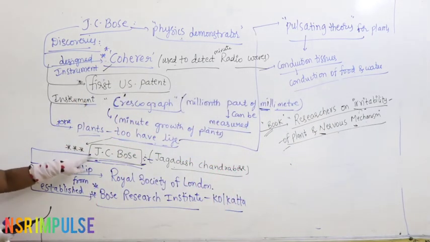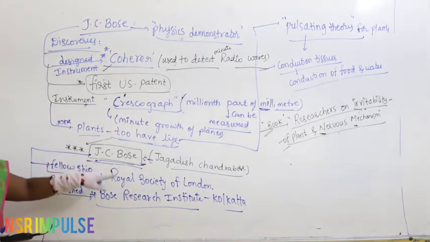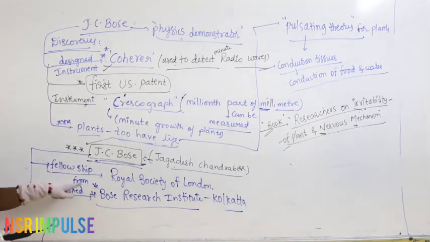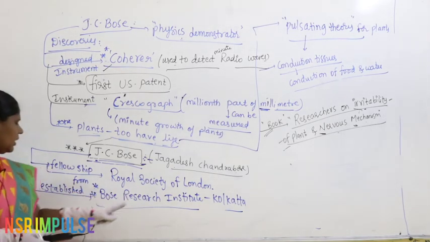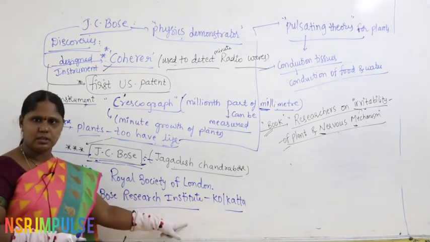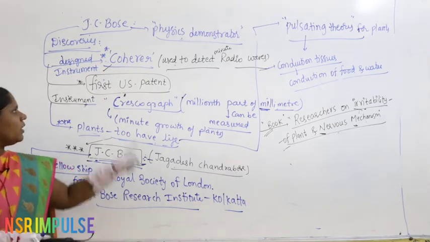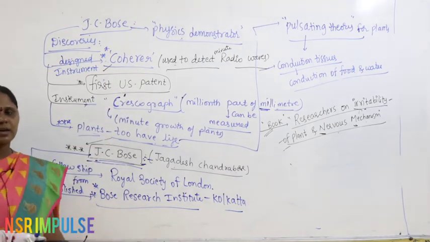J.C. Bose, who is considered the father of Indian plant physiology, his contribution is great. Who are we talking about? Jagadish Chandra Bose. He is the one who got a fellowship from the Royal Society of London. He established the Bose Research Institute in Kolkata. He is the one who got the first US patent.